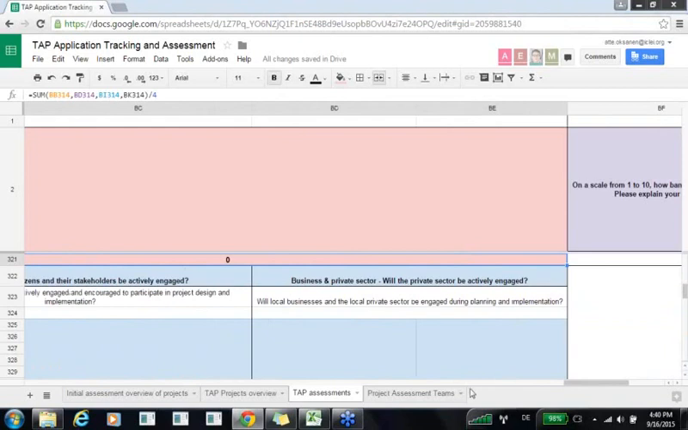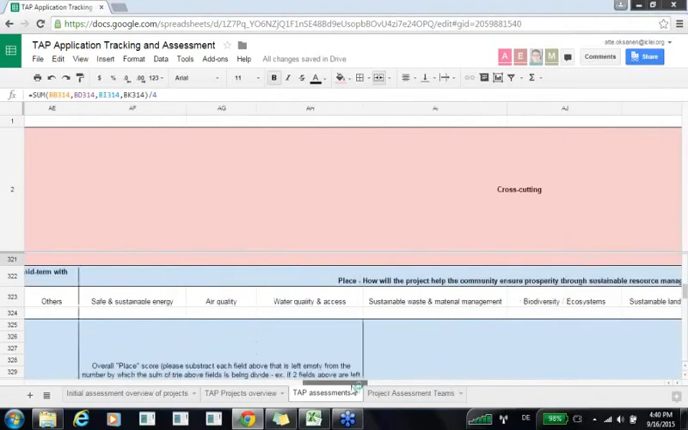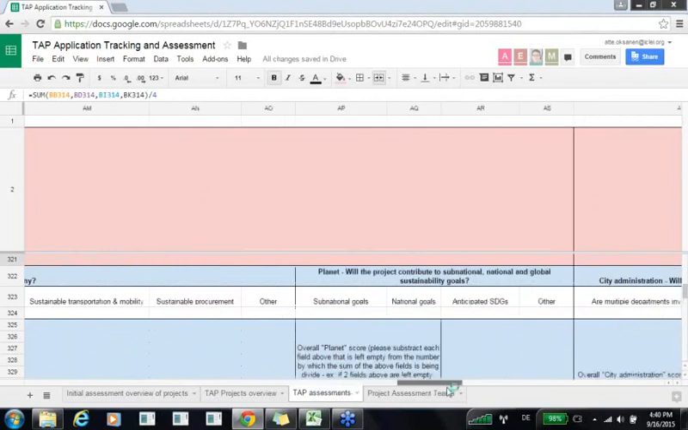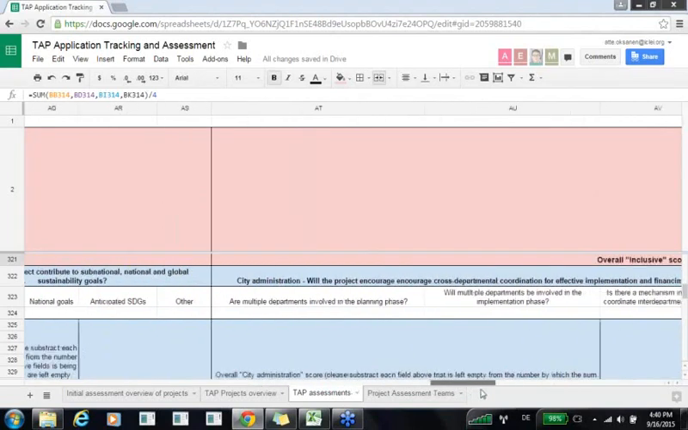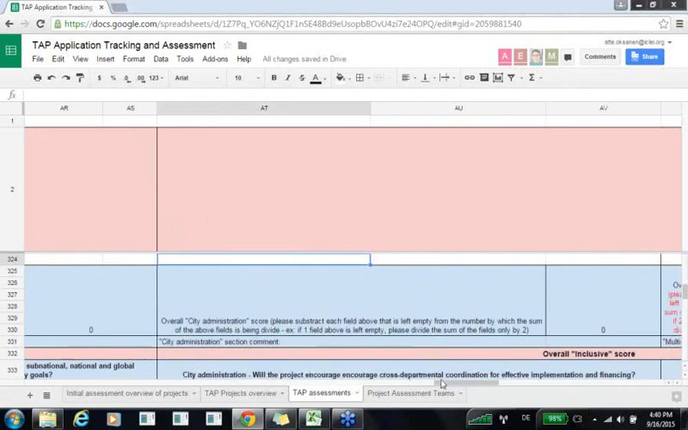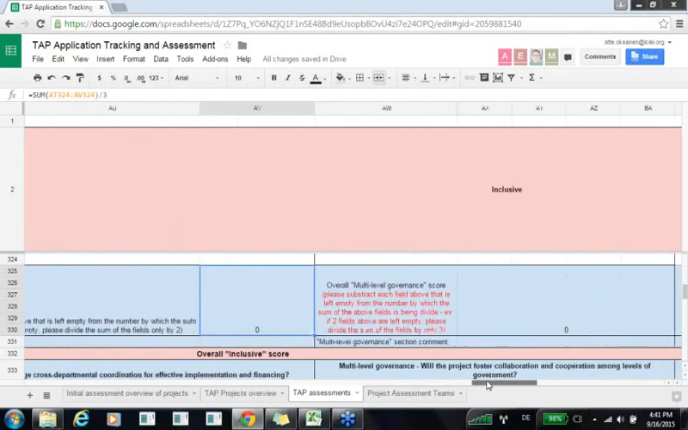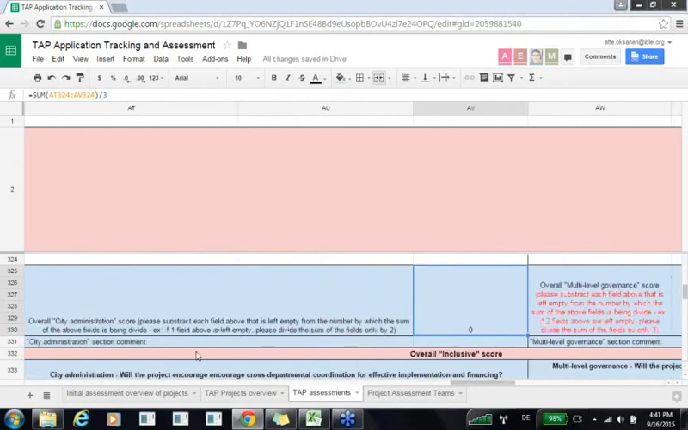So yet again, the same system. So you would give scores to these subcategories that would lead to an overall city administration score, and you would do that for all the other subcategories, and that would lead to an overall inclusive score. And yet again, there are the comment sections here.